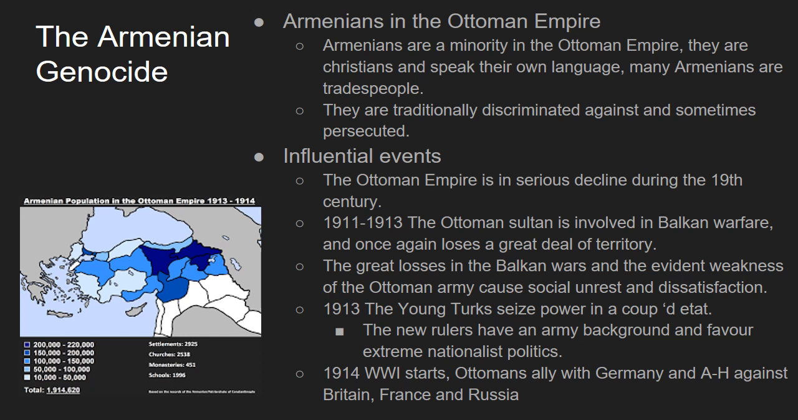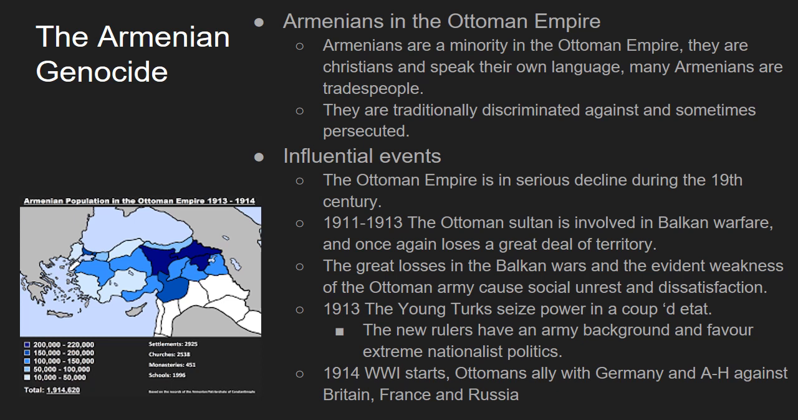By the 19th century, the Ottoman Empire was in decline, and this continues throughout the 1800s. In 1911 and 1913, the Ottoman Sultan was involved in a series of wars in the Balkans and loses a great deal of territory. So that's part of the lead up to World War I. The Ottoman Empire had previously occupied that territory in Bosnia and Herzegovina, which the Austria-Hungary Empire had seized. So, we saw the consequences of Austria-Hungary seizing that for Europe. For the Ottoman Empire, losing that territory also had its own consequences, because it destabilized the empire and caused a lot of unrest and dissatisfaction.